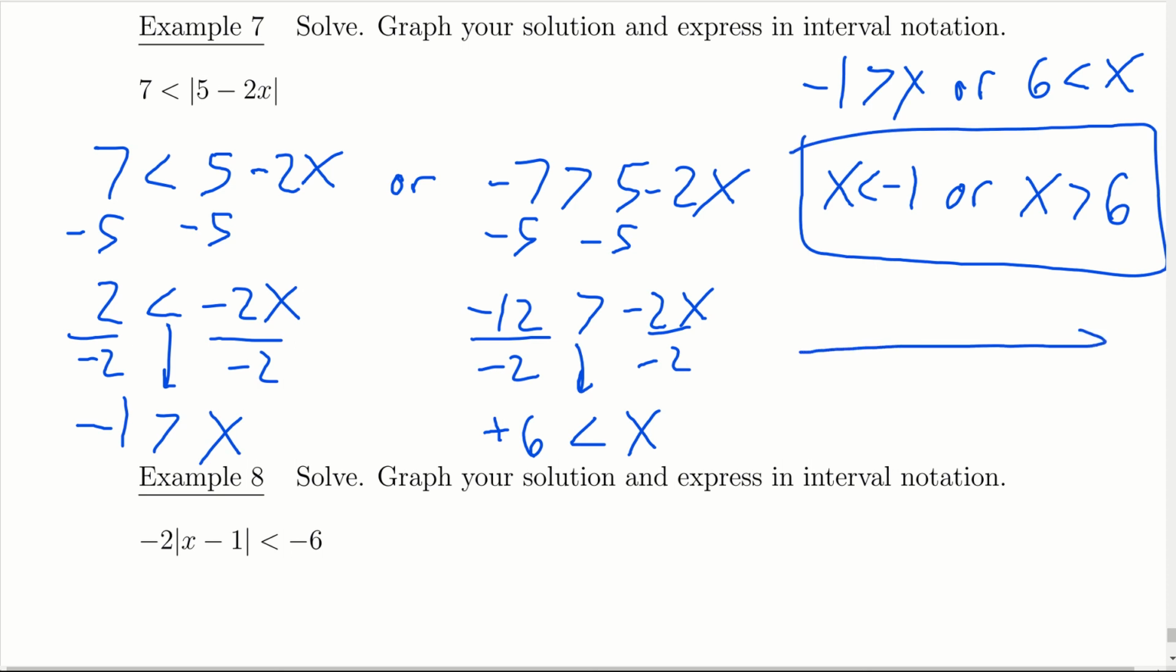We're now going to go ahead and graph this. We have two numbers. We have negative 1 and we have 6.